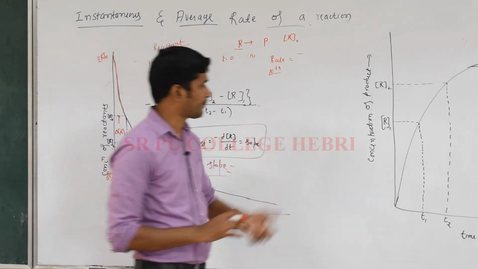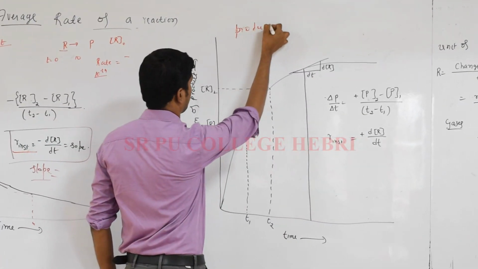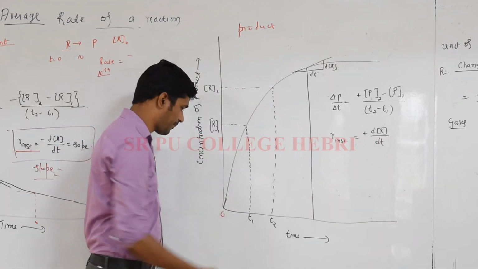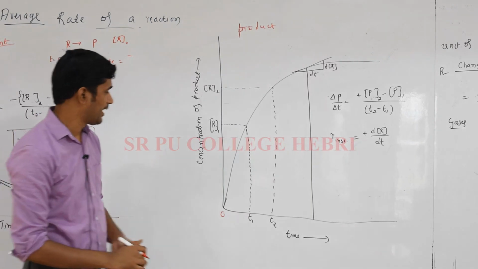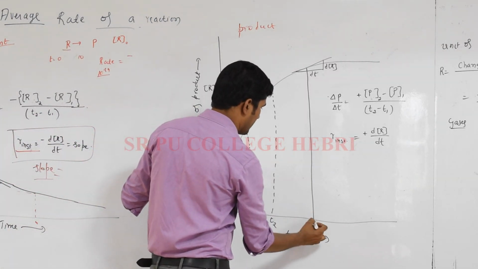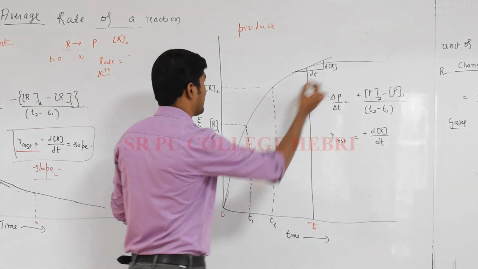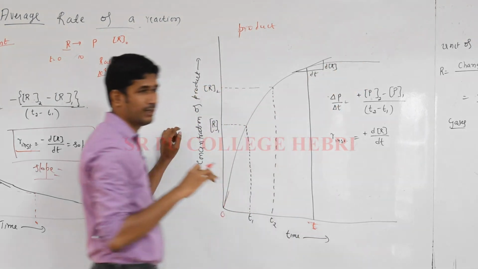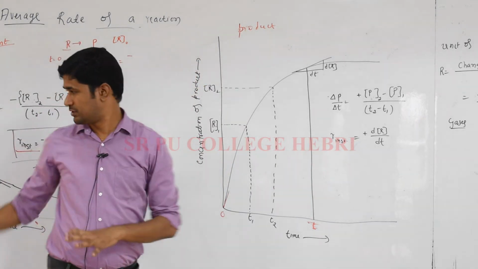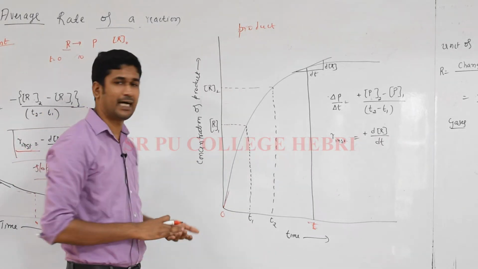Next, coming to the product. This is the graph corresponding to the product, the same product P. At time t equal to 0, the concentration of product is 0. As time passes, what happens? Concentration of product slowly increases. At one particular time, it becomes constant. You follow the same rules that you followed in the previous graph. You take two different time intervals.